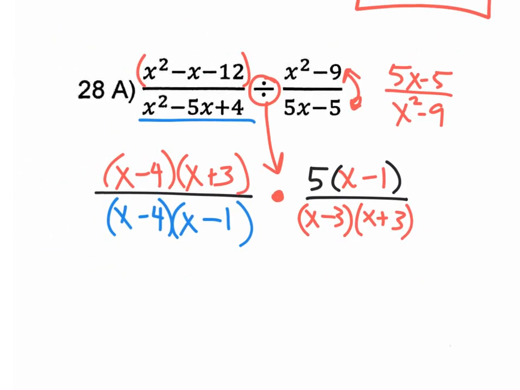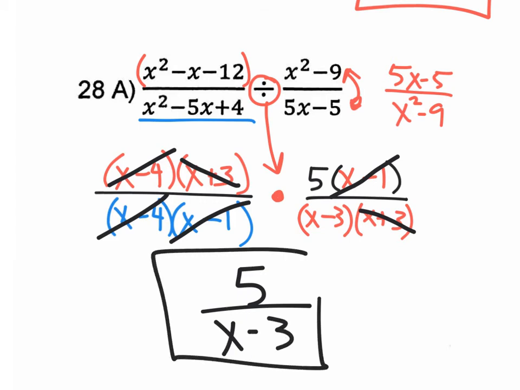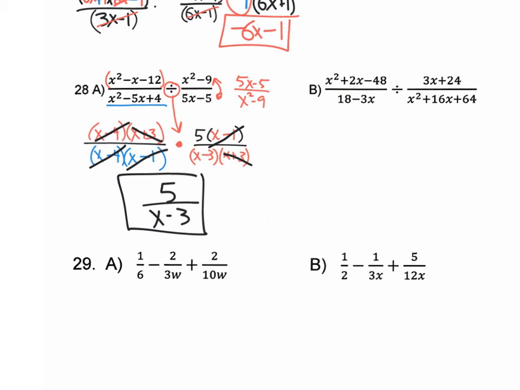Now we have multiplication. We already flipped the second fraction. Let's just start canceling things out. So we have an x minus 4 on top that cancels with the x minus 4 on the bottom. We have an x minus 1 on top that cancels with the x minus 1 on the bottom. We have an x plus 3 on top that cancels with the x plus 3 on the bottom. So our final answer, what's left over up on top, there's a beautiful 5. On the bottom, you have the x minus 3, and there's nothing else to do. That's your answer. You guys could try part B.